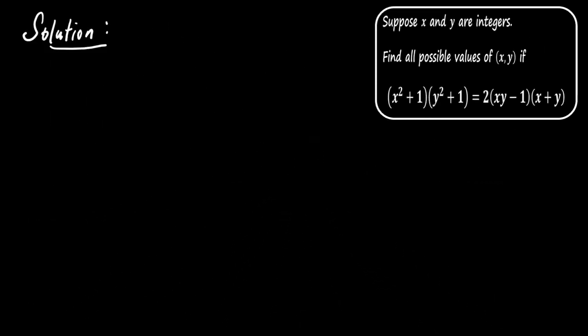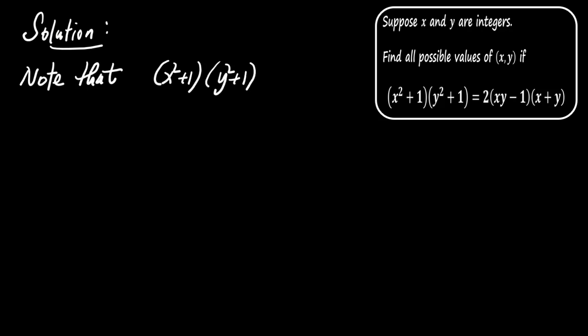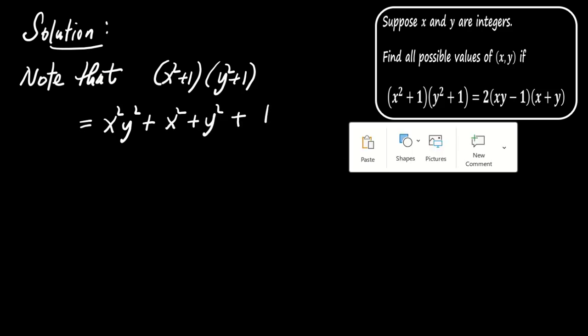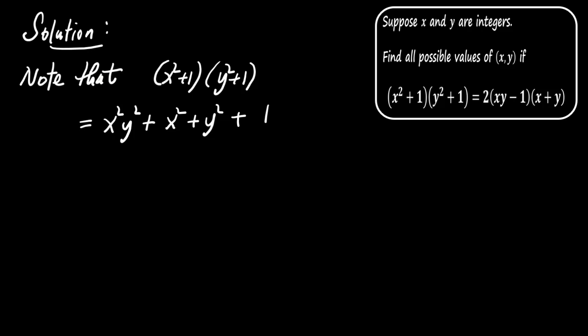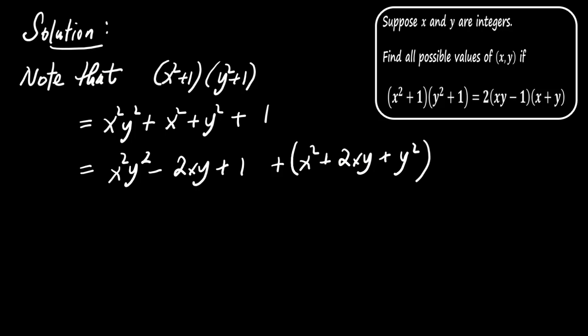Next, let's expand the left-hand side of the equation. (x squared plus 1)(y squared plus 1) equals x squared y squared plus x squared plus y squared plus 1. This simplifies to (xy minus 1) squared plus (x plus y) squared.